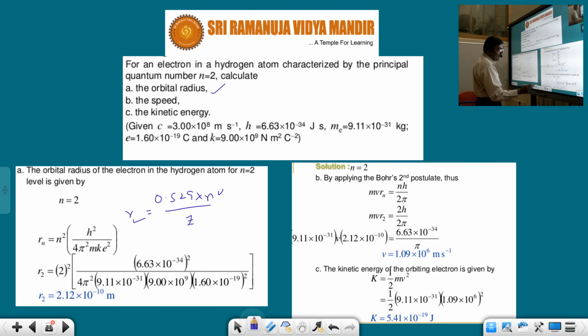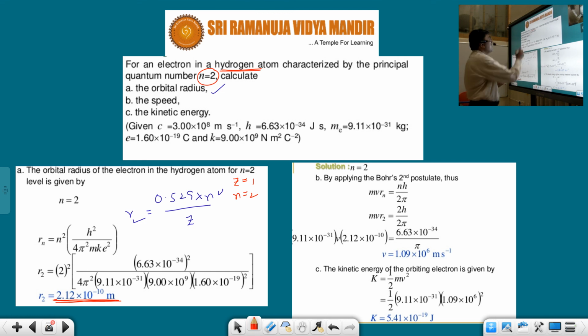So what is the n value, students? N is equal to 2, because it is given here n is equal to 2. What atom, students? Hydrogen atom, that is Z is equal to 1. So naturally if you calculate, you will be getting 2.12 into 10 power minus 10. No need to solve all these things.